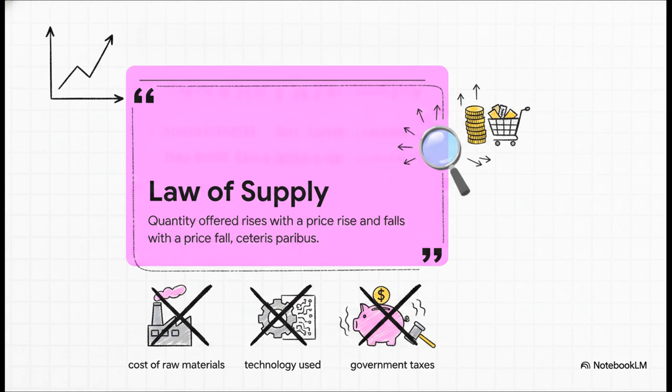This foundational law relies on all other external factors, the cost of raw materials, the tech being used, government taxes, all of that being completely paused. We literally have to pretend the rest of the world is frozen in place so we can watch how a producer reacts to one thing, and one thing only, the price tag of their own product.